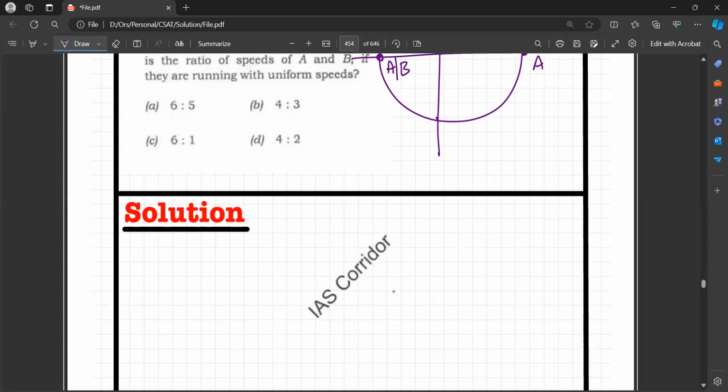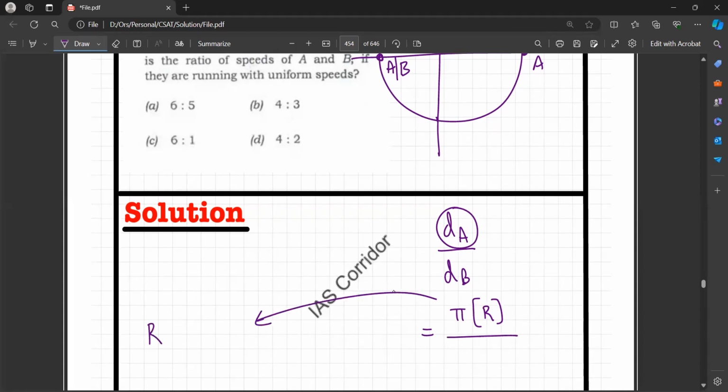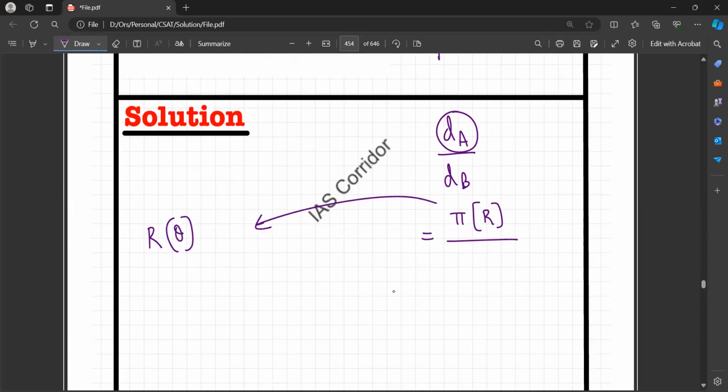Running with a uniform speed, then the ratio of their speeds will be the same as the ratio of their distance. Now, what is the distance traveled by A divided by distance traveled by B? Distance traveled by A is the semicircle here. Now, the semicircle is pi into R. Yes or no? This means that R is the radius into the theta that is traveled. The theta is pi here. Clear? Similarly, B will travel what distance?